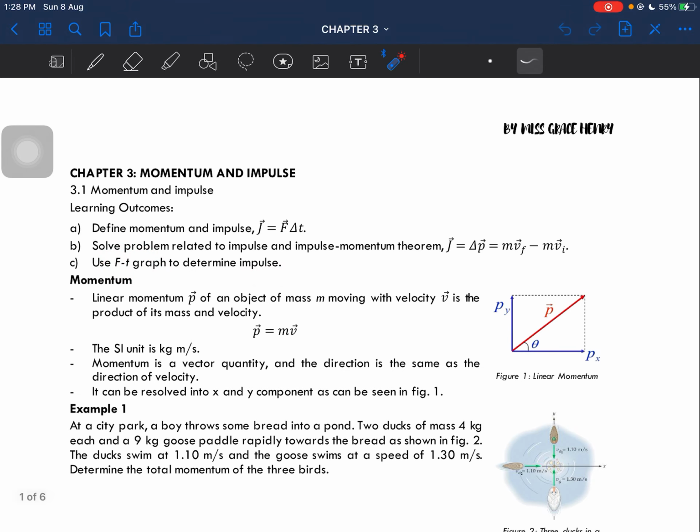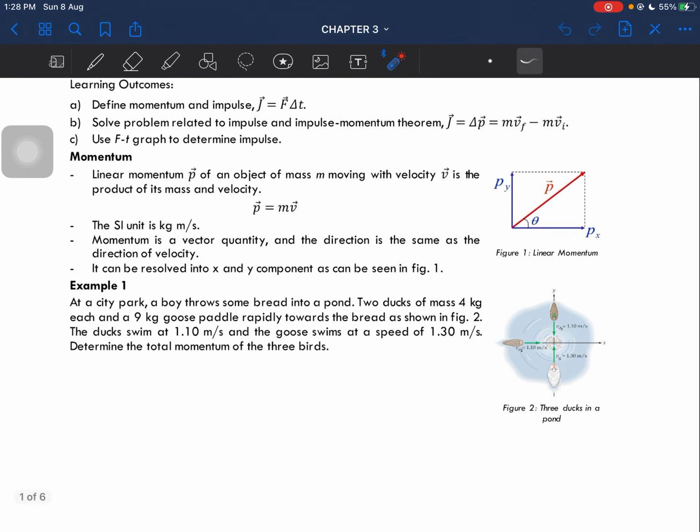Right, so now what is momentum? Well, the linear momentum, whose symbol is P, of an object of mass m moving with velocity v is the product of its mass and velocity. So in short, momentum is the product of mass and velocity of an object. Mathematically, we calculate the momentum using this formula here, where P is the momentum in kilogram meter per second, m is the mass, and v here is the velocity.